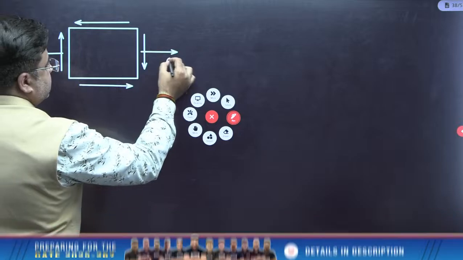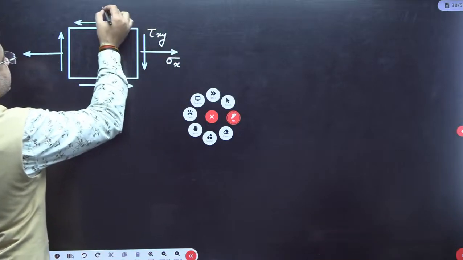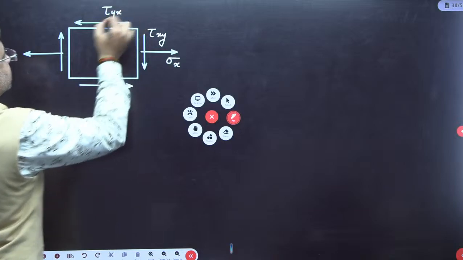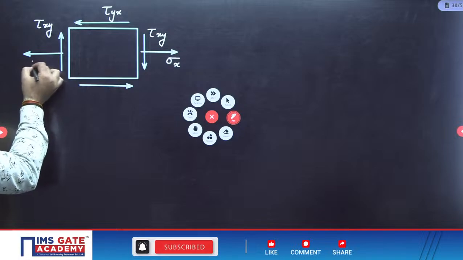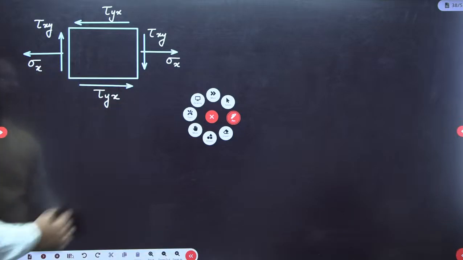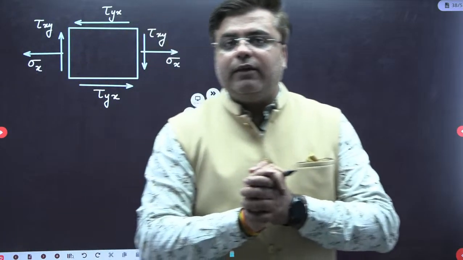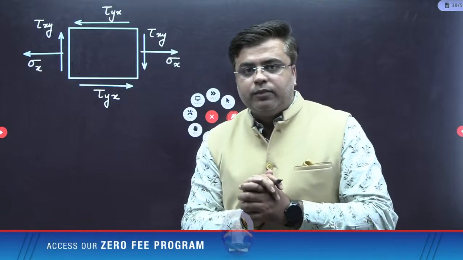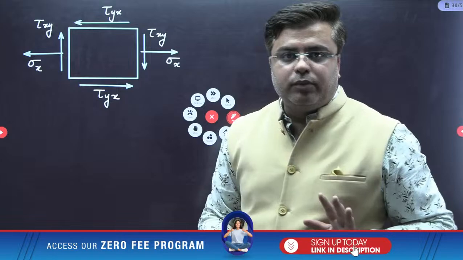So this is sigma x here, and this is tau xy, this is tau yx, this is again tau xy, this is sigma x, this is tau yx, right? Now, sir, where the crack will develop? First of all, the crack will develop over that plane on which the normal stress acting is maximum, right?